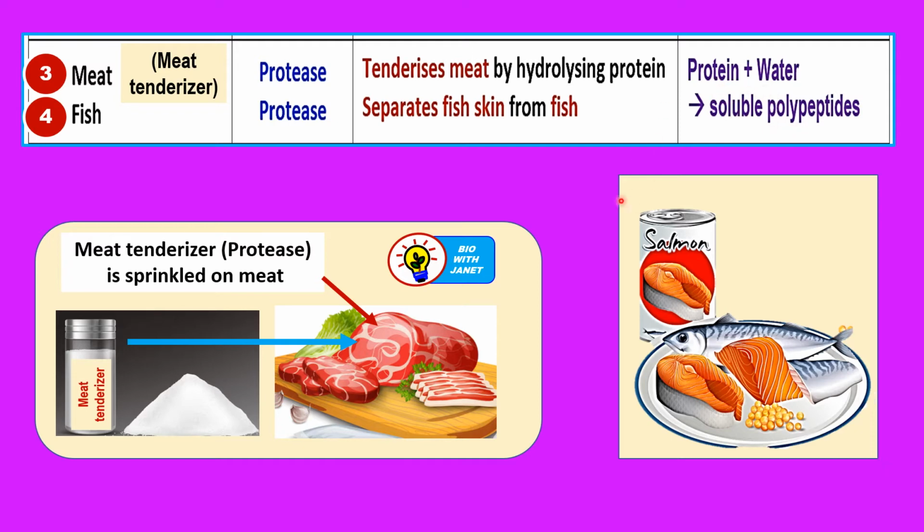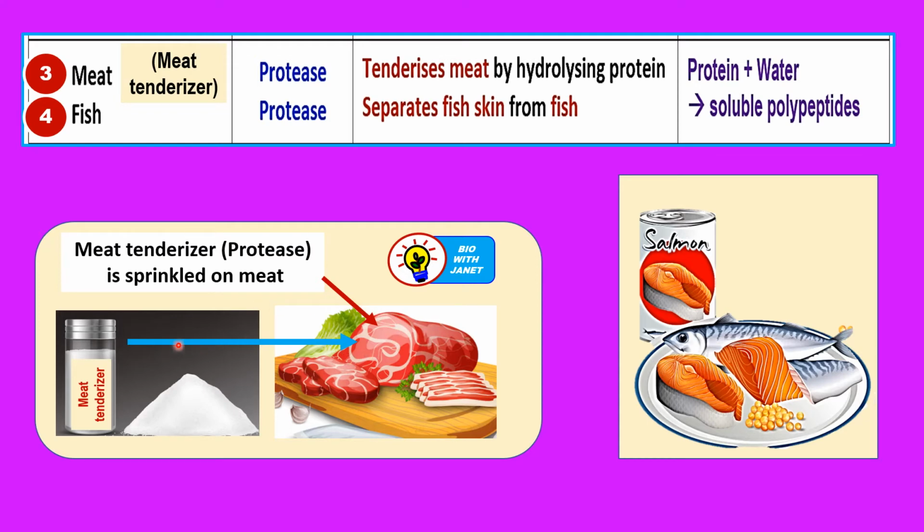So the connective tissue in the meat will be digested to form soluble polypeptides, and in this way the meat will be easier to break, cut and tear apart. So usually before cooking, the meat will be sprinkled with the protease.